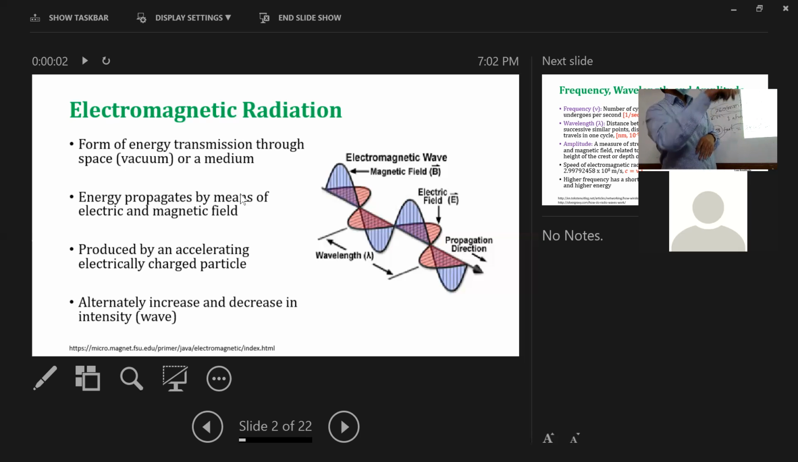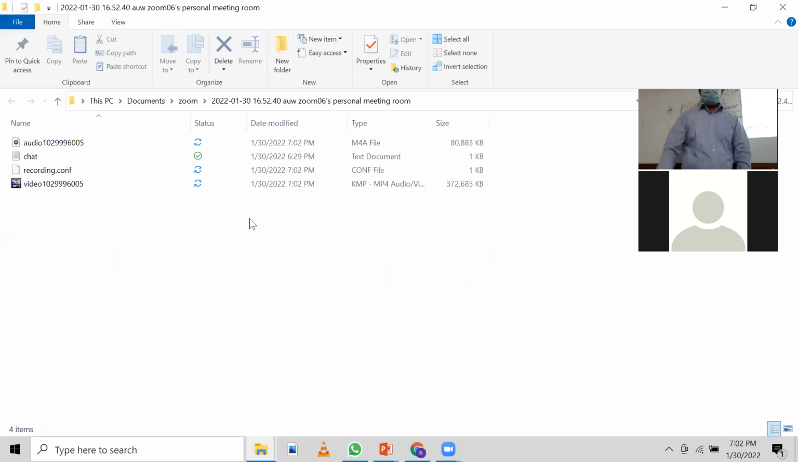All the molecules we are giving energy to can absorb light or not, depending on what types of energy we are giving, or how much the energy gap is between the ground state and excited state. So energy propagates by means of electric and magnetic field.